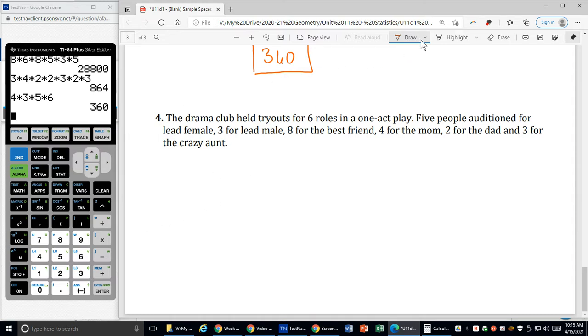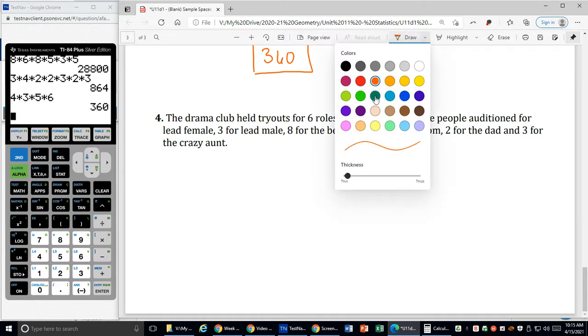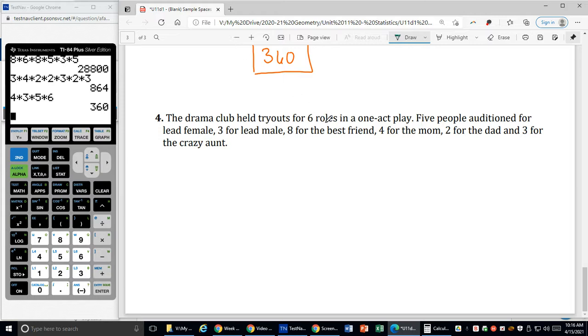The drama club is holding tryouts. There are 6 roles in a one-act play. Now, there's 6 roles. That's not one of the choices. So sometimes you have to really read and think. There are 5 people auditioning for the lead female. There are 3 for the lead male. There are 8 for the best friend. 4 people trying out for mom. 2 auditioning for dad. And 3 who want to be the crazy aunt.